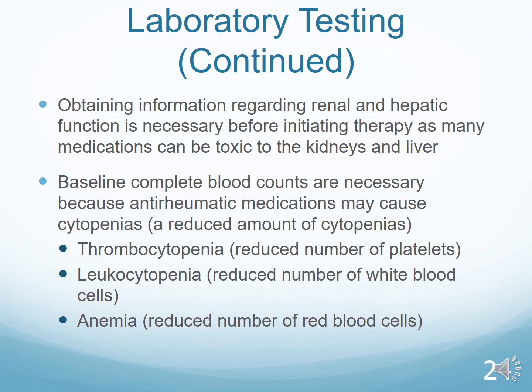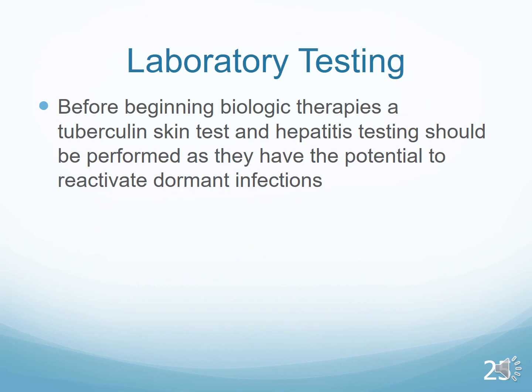So baseline complete blood counts are necessary because anti-rheumatic medications may cause cytopenias. So there may be thrombocytopenia, which is a reduced number of platelets, leukocytopenia, which is a reduced number of white blood cells, and then anemia, which is a reduced number of red blood cells. And then before beginning a biologic therapy, a TB test and a hepatitis test will be performed as they have the potential to reactivate dormant infections. These biologics, and we'll talk about them in a bit, have the possibility of reactivating these infections that the patient has had and perhaps recovered from or may still be dealing with.